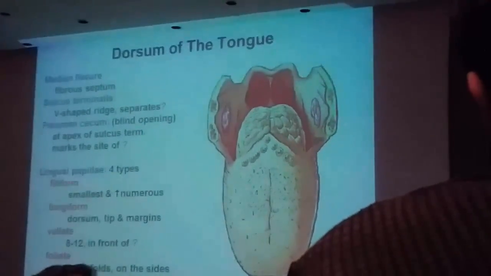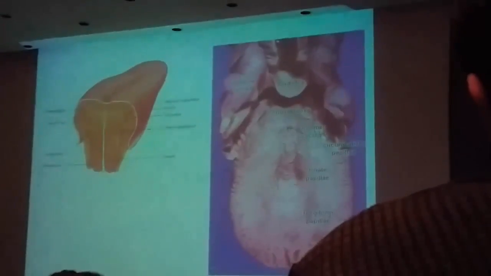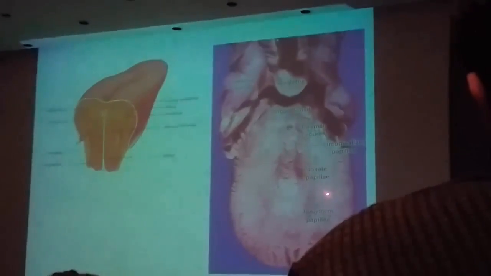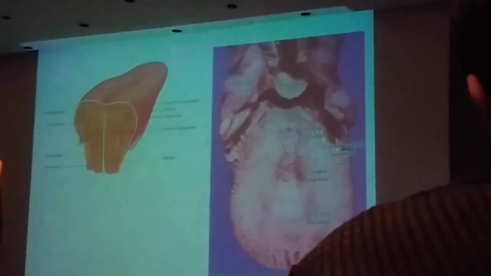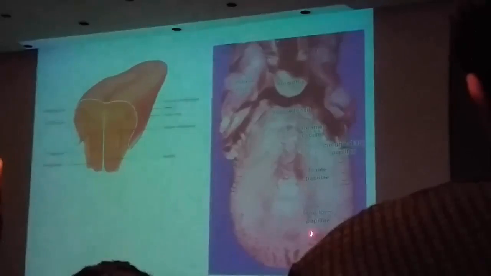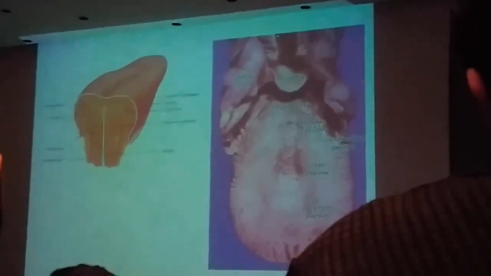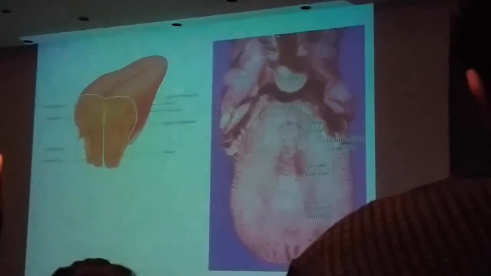Something else. If you look at the dorsum of the tongue, you notice that it's rough, and there are elevations like this. It's folded. It's not a straight or smooth surface, like the ventral surface. Why is it like this? Because of the presence of papillae. What are papillae? A papilla, singular, is a finger-like projection. So those are finger-like projections.